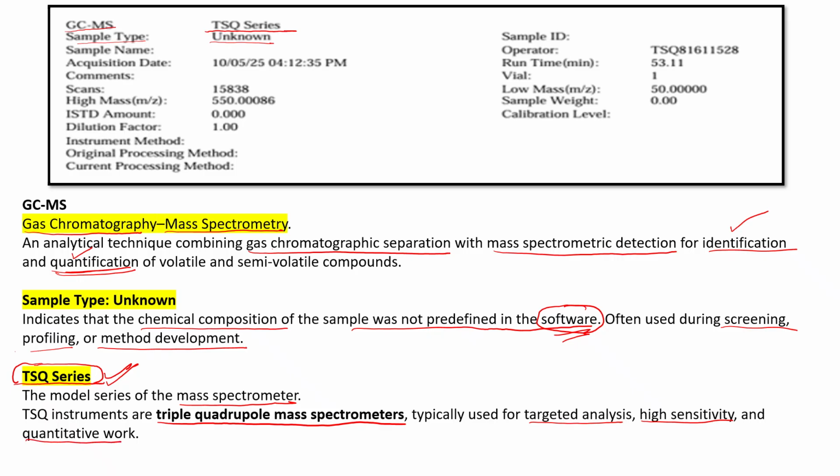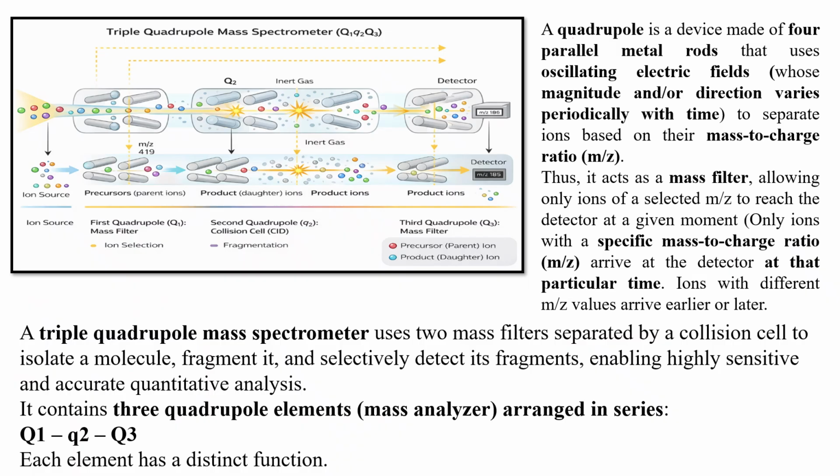Now let us understand what a triple quadrupole mass spectrometer means. Let us first understand what a quadrupole is. It is a device made of 4 parallel metal rods that use oscillating electric fields. Oscillating electric field means one whose magnitude or direction varies with time. So these 4 metal rods use these oscillating electric fields to separate ions based on their mass-to-charge ratio.